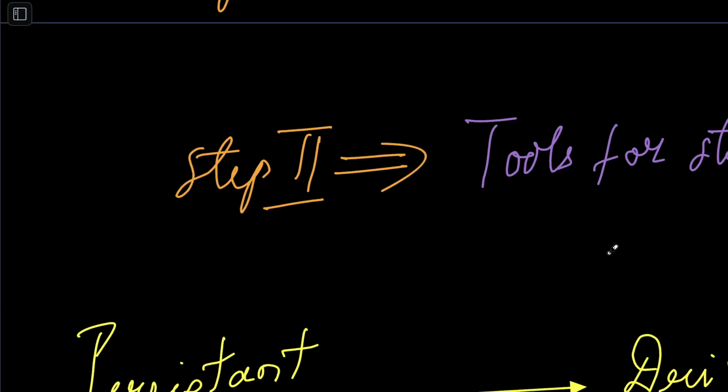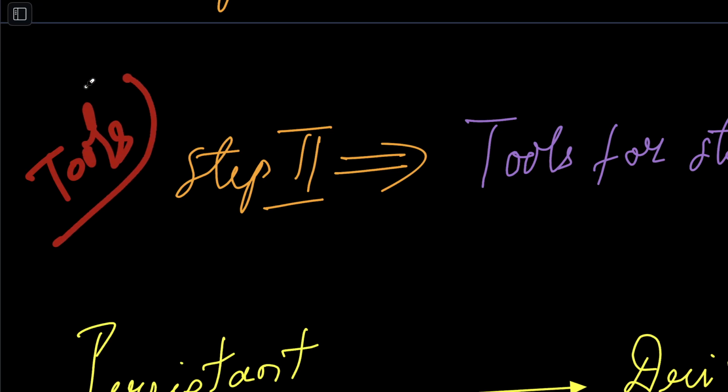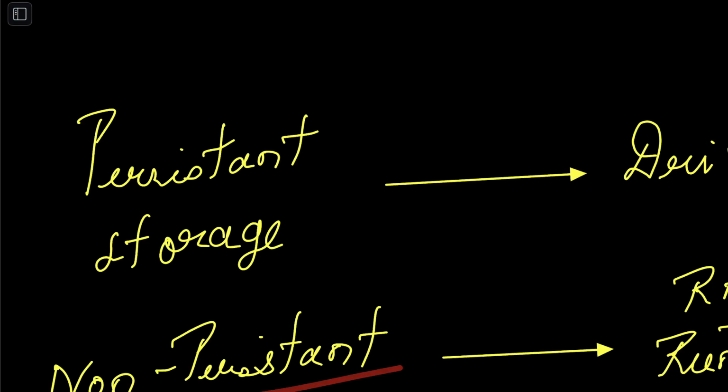Now, as we said, the second step was tools, right? When we said tools, remember we categorized our data into two types: one is persistent, another is non-persistent, right?